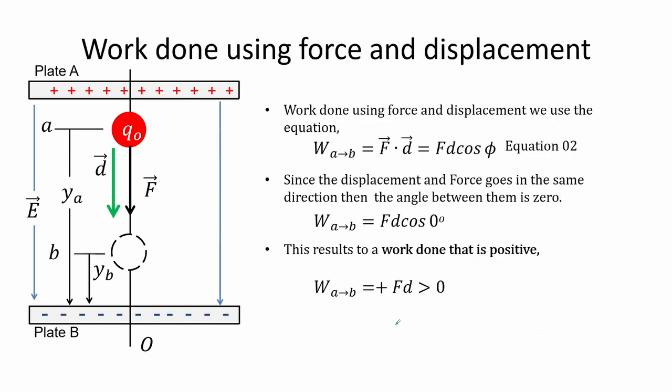Here the work done in moving the charge is solved using the force and displacement function of work, as shown in equation 2. Since the displacement and force go in the same direction, the angle between them is 0 degrees. This results in a work done that is positive.